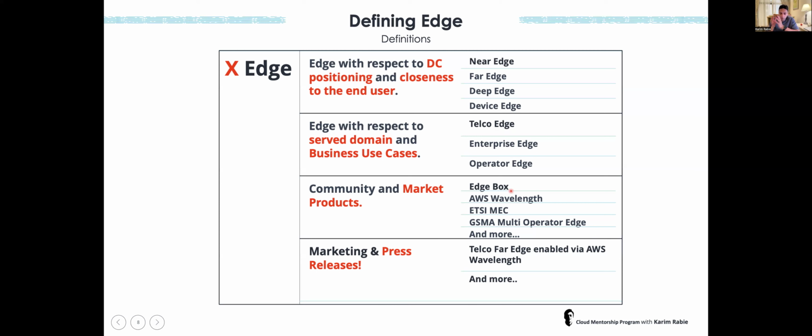So, for example, you can get Telco Far Edge enabled by AWS Wavelength. So this is how it is written, this is how it is mentioned. Does this map to something real on the ground? Maybe yes, maybe no.